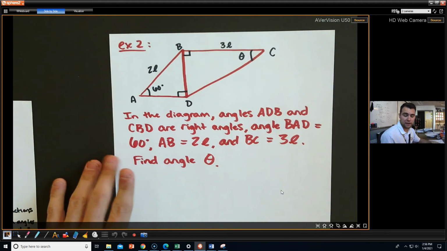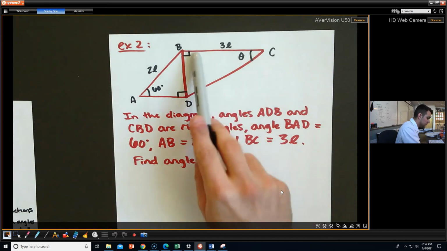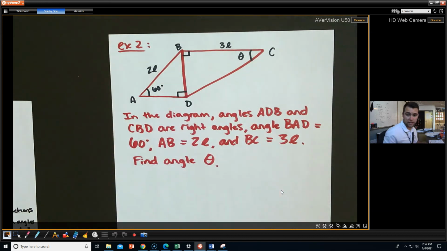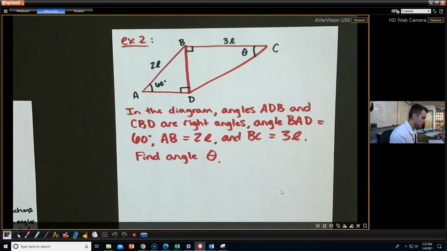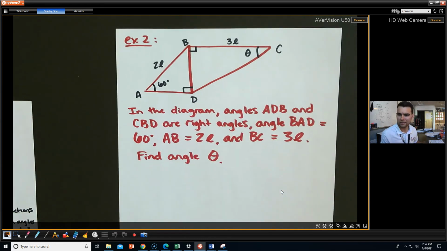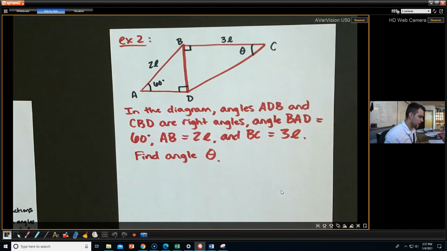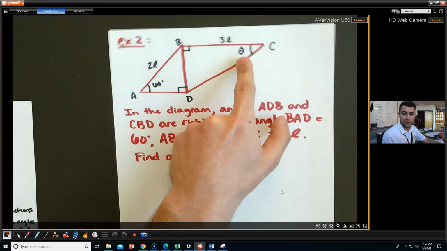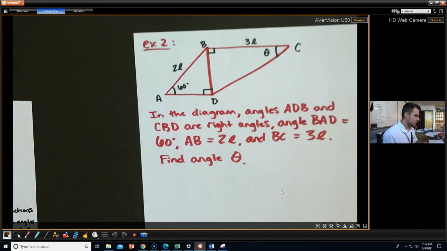Let's look at this example. So we have these two triangles chilling by each other. We have angle ADB and CBD. These guys are just right angles. That's all that's saying. We know angle BAD is going to be 60 degrees. AB, the line segment AB, is 2L. They're not giving any specific units, they're just saying it's L, some constant. And BC is also 3L. Our goal is to find angle theta right here, just given this information. Well, let's see what we can do here.